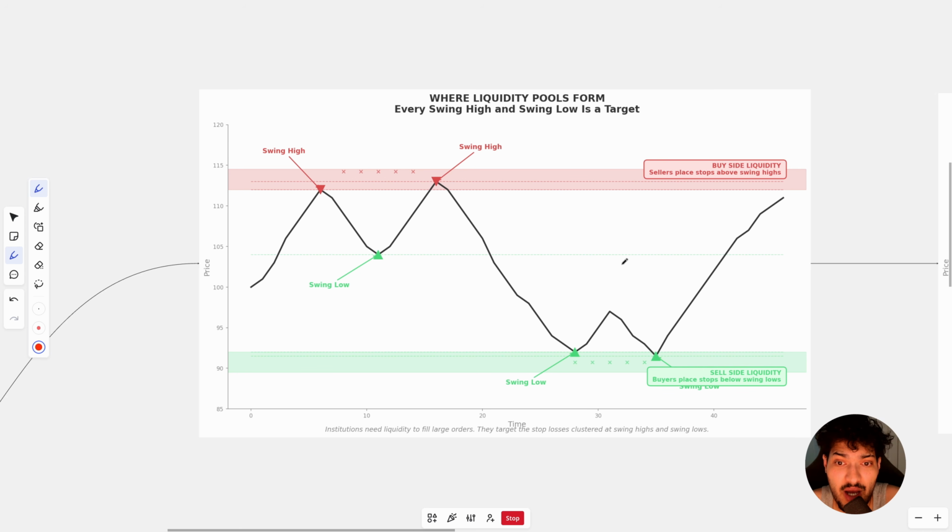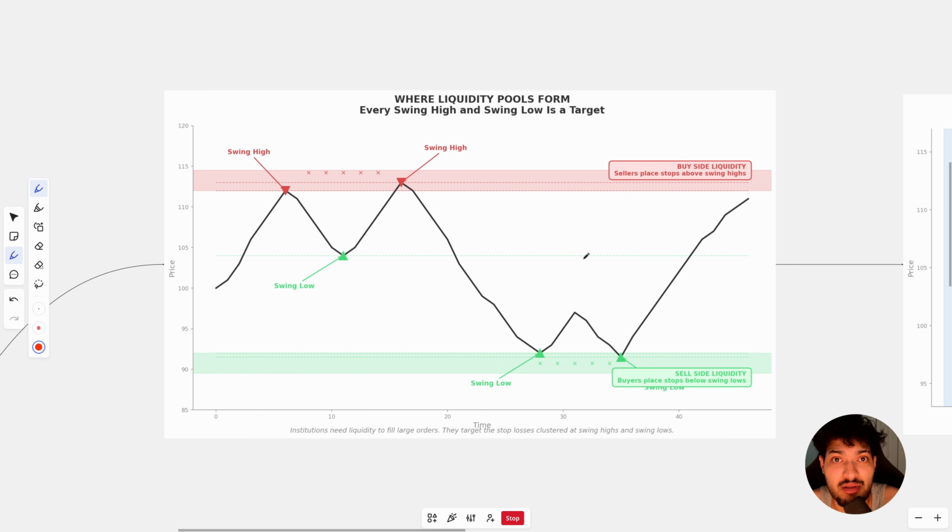Now, if you watch ICT videos, you've probably seen the terms relative equal highs and relative equal lows, which price needs to sweep to get towards. But in general, it's just every swing high and swing low. I don't want you to put an emphasis on just equal highs and equal lows. I don't want you to think that it's something like this, and then we have equal highs like that. It's just every single swing high and swing low in general, because there are more variations to this.